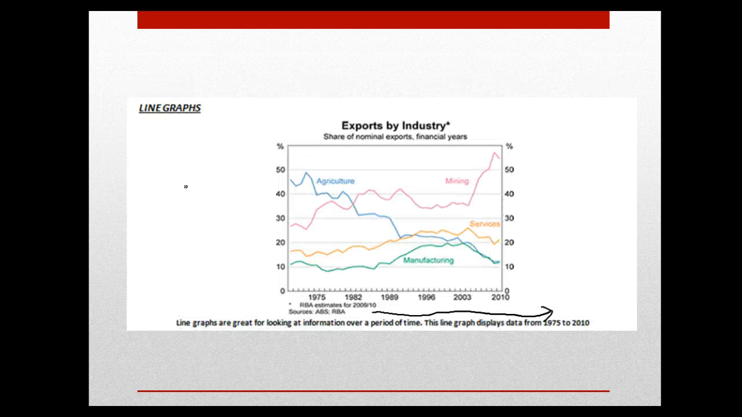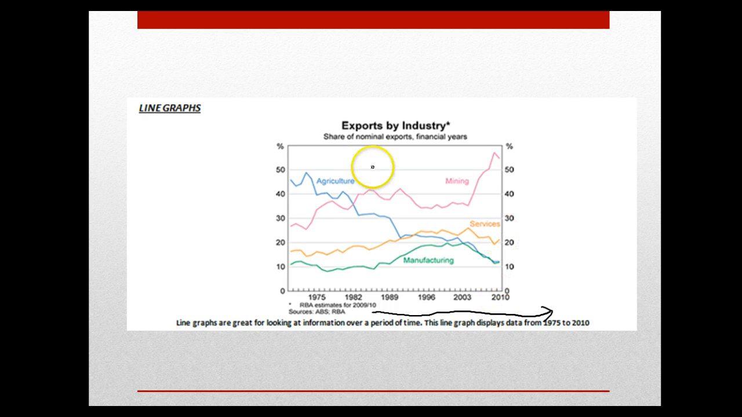Okay, let's look at this graph. This is a line graph. Line graphs are great for showing trends over time. And here you can see this x-axis is all time, from about 1970 to about 2010.